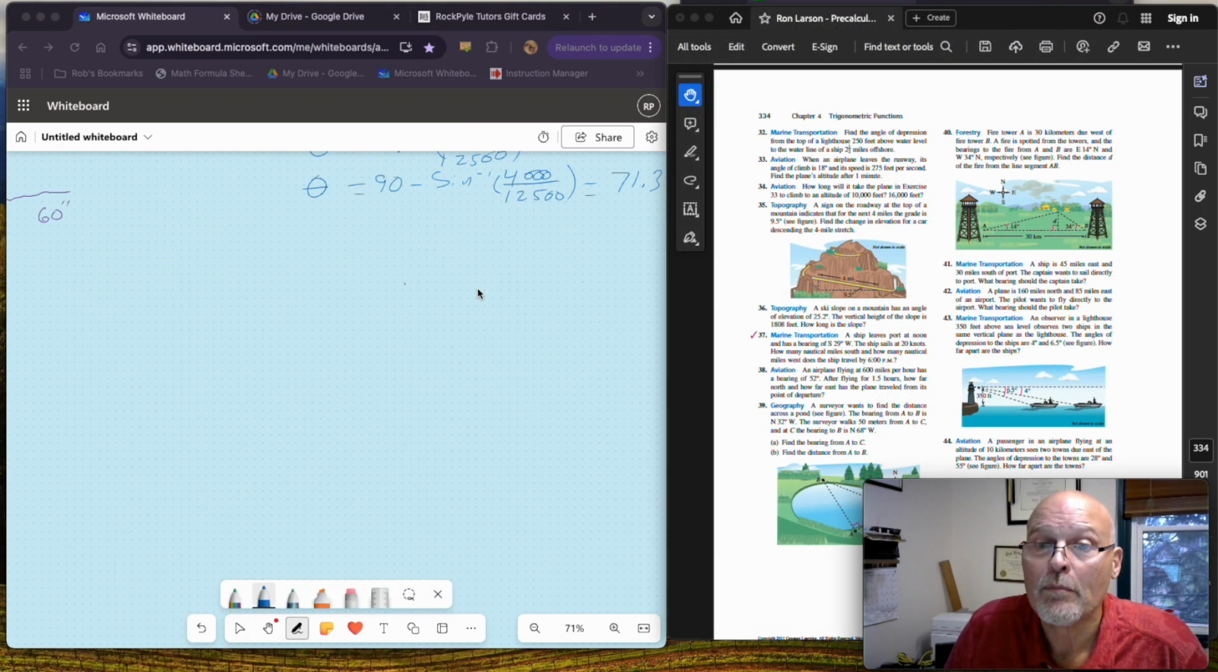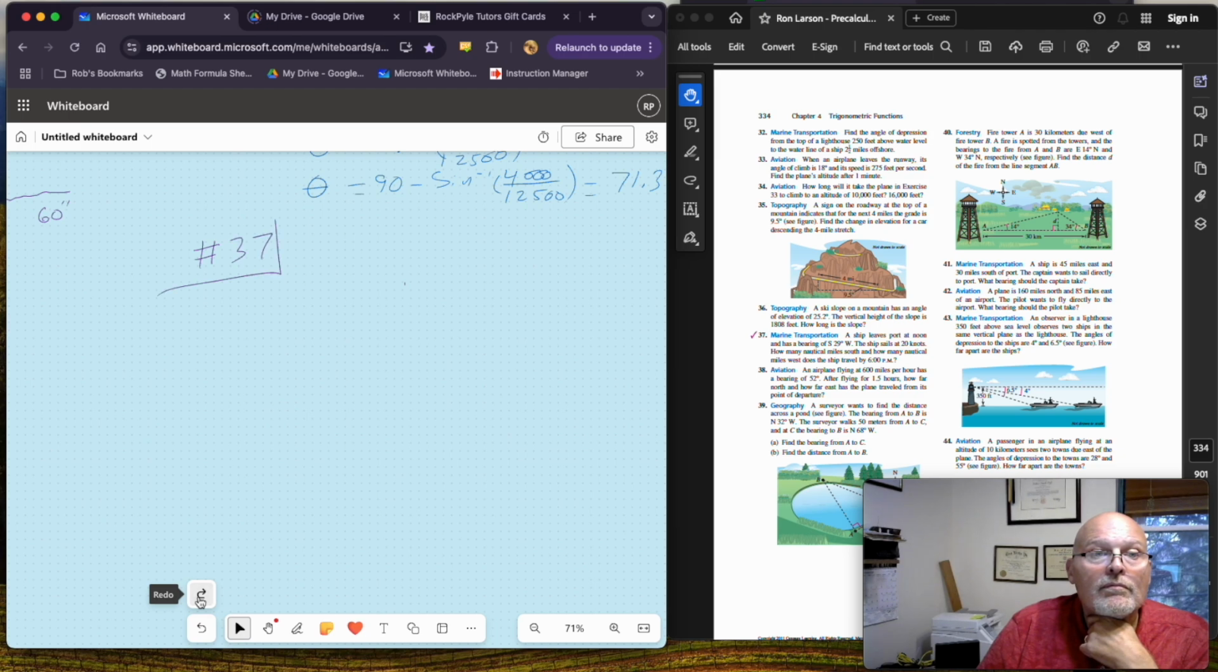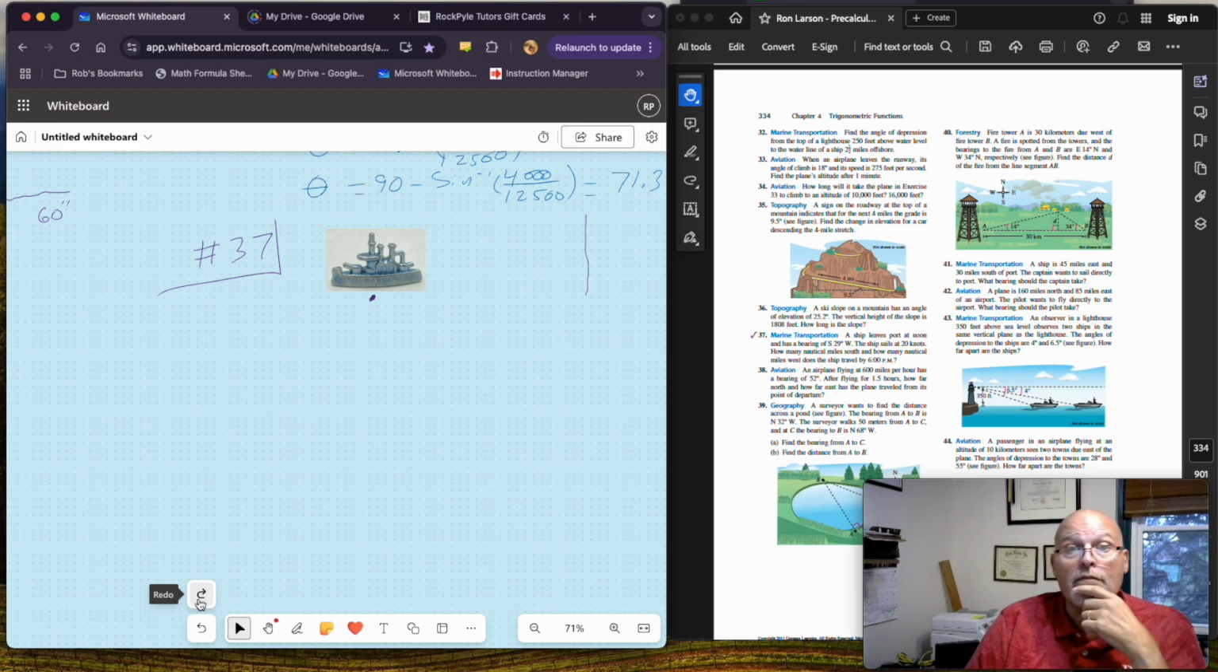Next, we have number 37. Looks like we've got 3 more to go. Ship leaves port at noon and has a bearing of south 29 degrees west. Well, let's see what that means. So first we need a ship. There's a ship. Now, it leaves port at noon. There's the port.